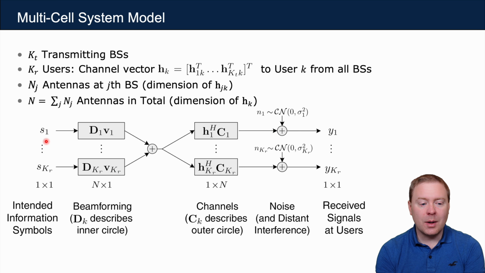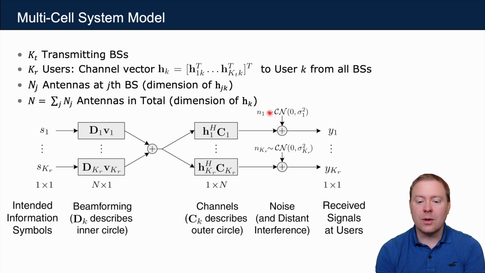We take this vector and multiply it with our information symbol. We add it up, and then the signal is transmitted over there to the different users. For user 1, we have its channel vector. We have C1, which is a matrix describing which of the different base stations can actually reach this user, namely have this user in their outer circles.